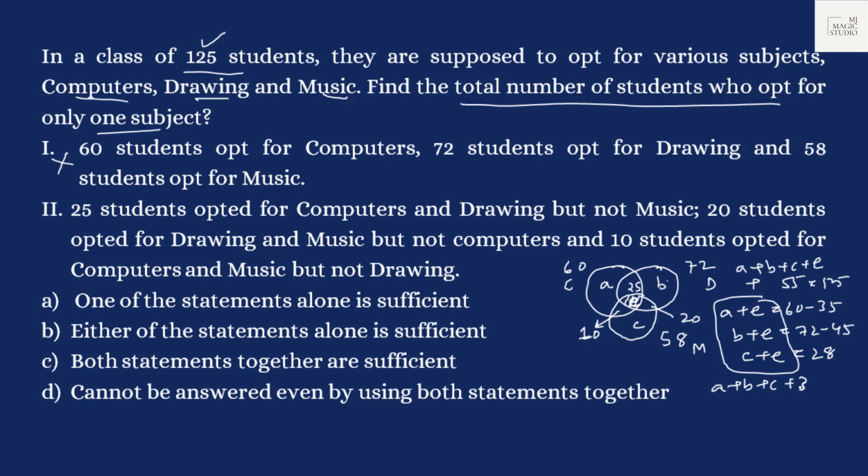Now, if I add these three, we'll get A plus B plus C plus 3E equals something, and the other equation will give us A plus B plus C plus E equals something. After solving these two equations, we can find the value of E. Once we have this value, we can very easily find the value of A plus B plus C. So if we combine both the statements, we can get the answer. Both statements together are sufficient. We'll mark option C.